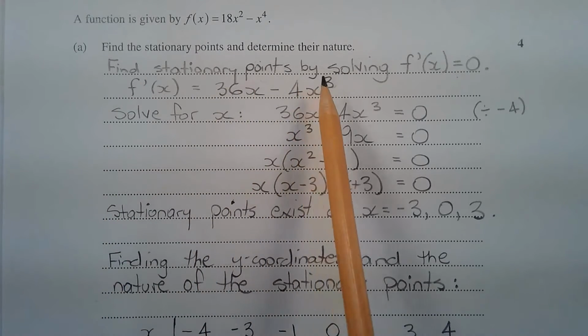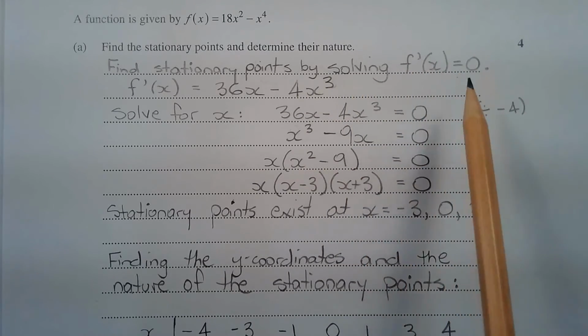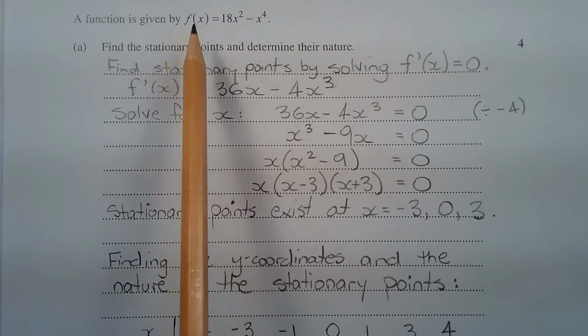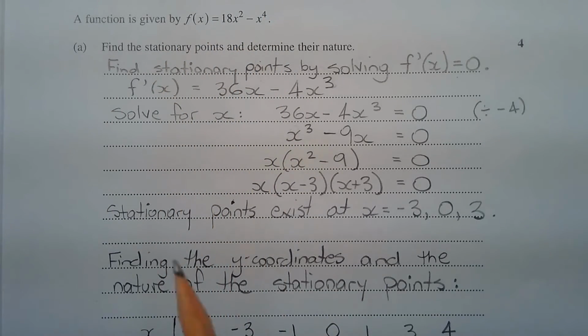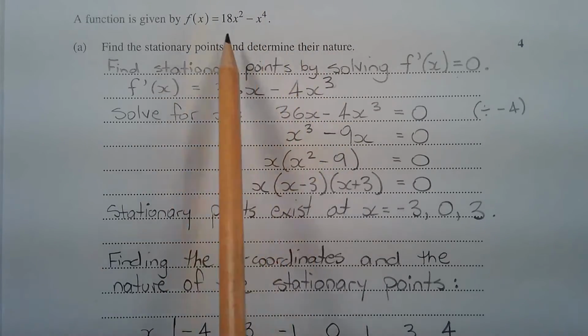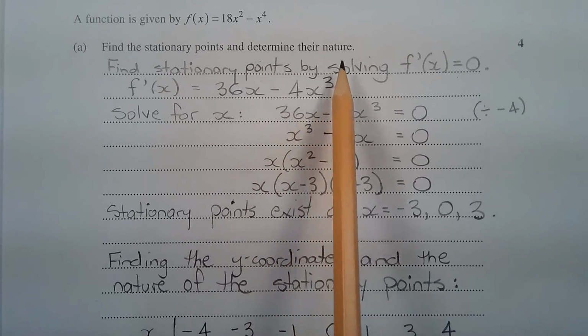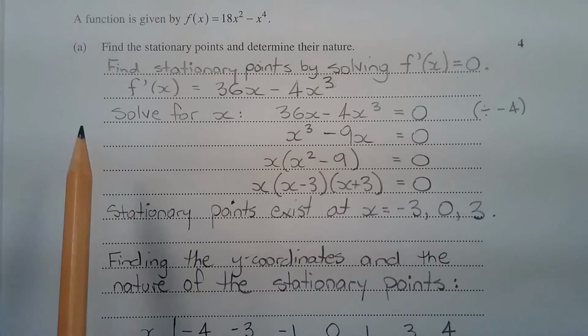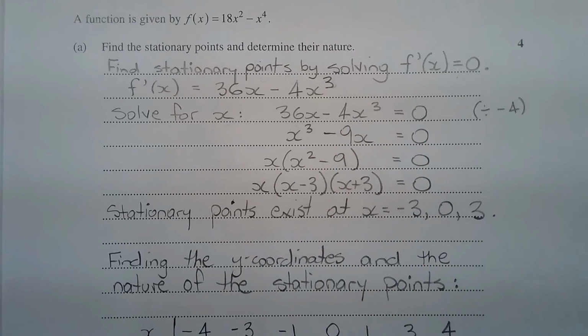Find stationary points by solving the equation f'(x) equals 0, where f'(x) represents the first derivative of the function f of x equals 18x² minus x to the power of 4. So differentiating the right-hand side with respect to x, we get f'(x) is equal to 36x minus 4x cubed. So we're going to solve for x the equation 36x minus 4x cubed equals 0.